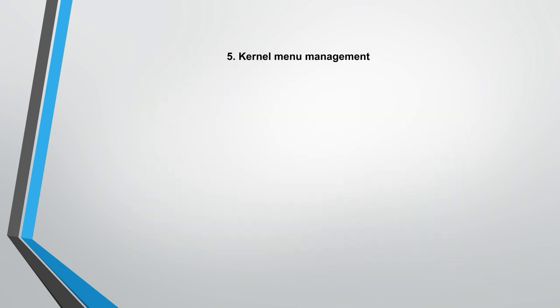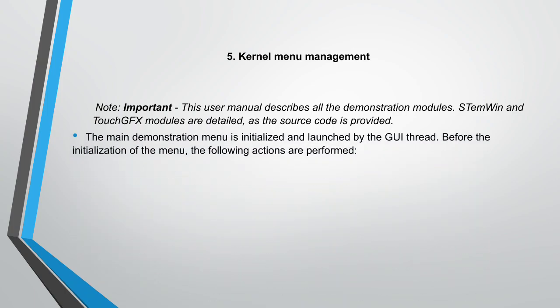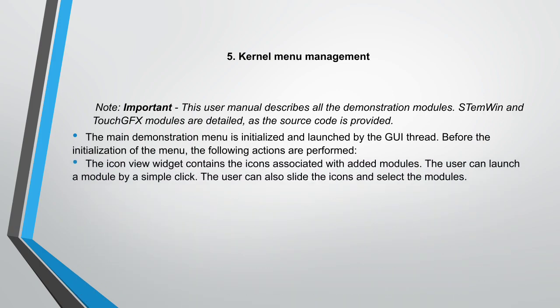So there is an important note. This user manual describes all the demonstration modules. STemWin and TouchGFX modules are detailed as the source code is provided. The main demonstration menu is initialized and launched by the GUI thread before the initialization of the menu. The following actions are performed. The icon view widget contains the icons associated with the added modules. The user can launch a module by a simple click.